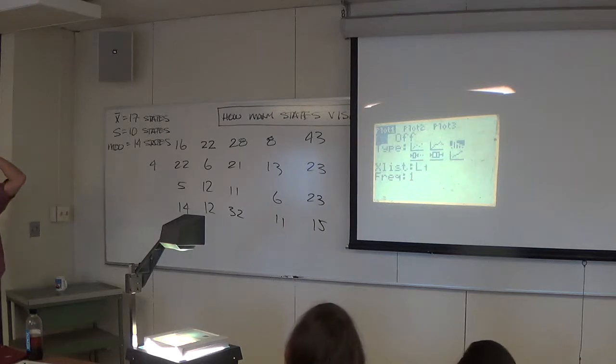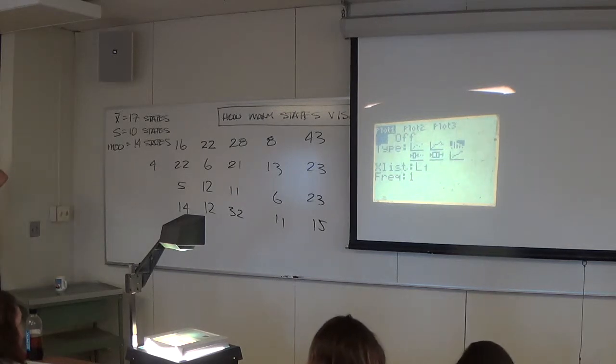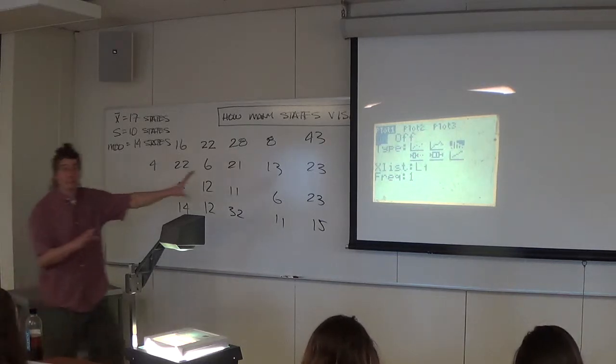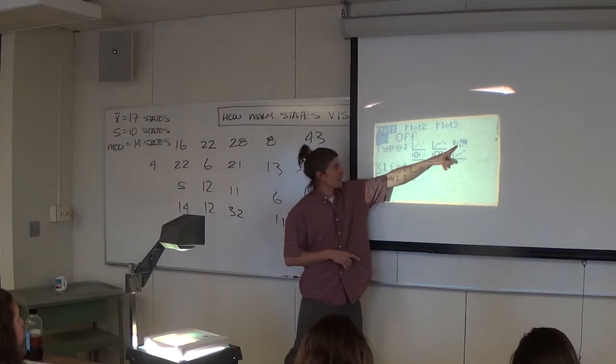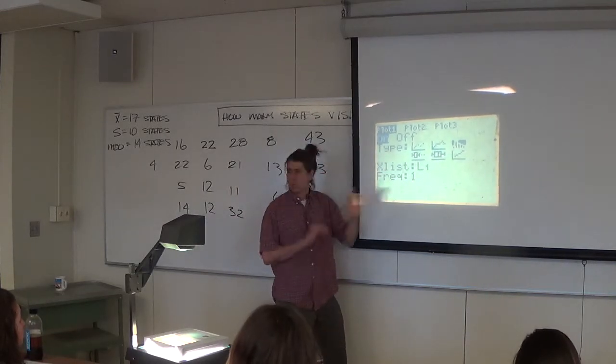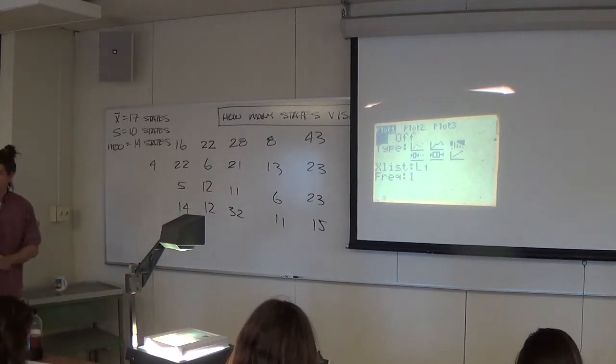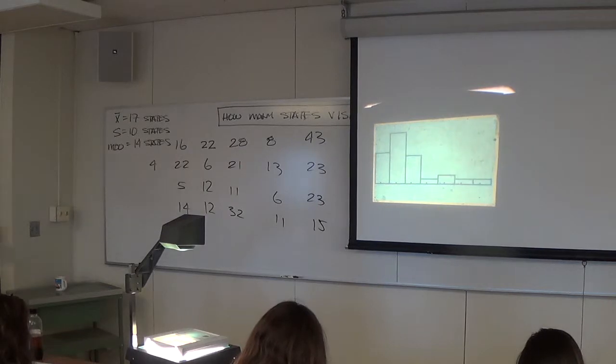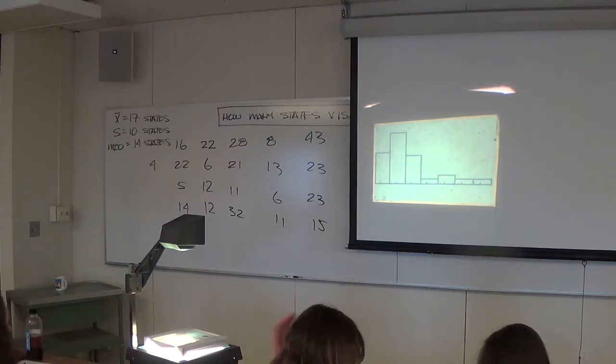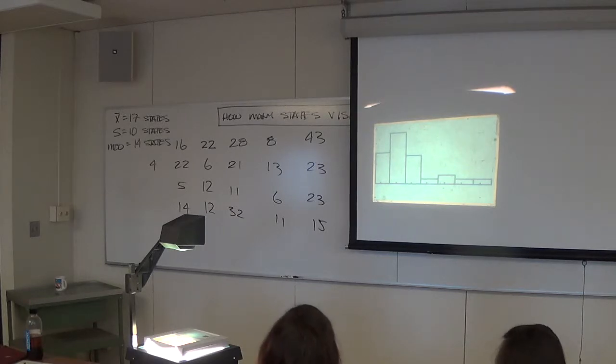Once it's in L1, what's the easiest window to get? The third one. Well, this is already set up, ready to go. It's on, it's set to histogram, it's set to L1, frequency of 1, all's good. Zoom 9 is your favorite to get right to the data. Zoom 9, ba-boom! There's our data. Gorgeous.